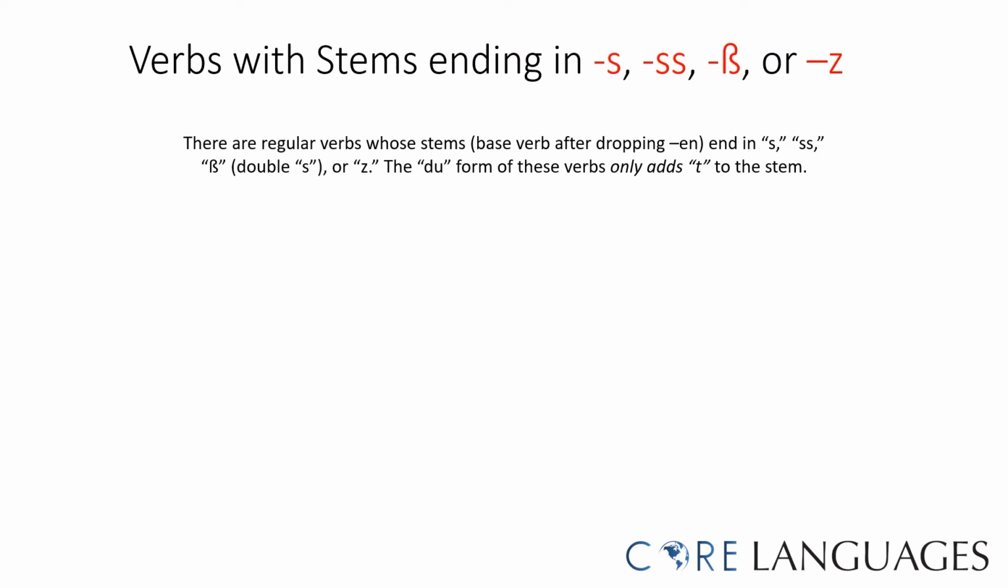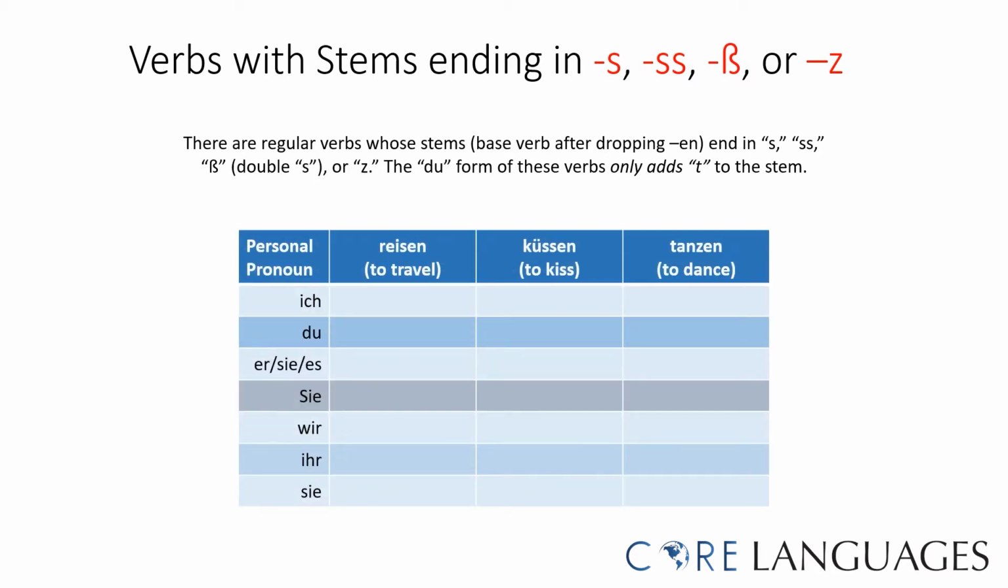For verbs with the verb stems ending in s, ss, ß, or z, the du form of these verbs only adds a t to the stem. For example, reisen, which is to travel. Again, repeat after me. Ich reise, du reist. Notice how we didn't add an extra s for the typical st ending for the second person singular. We only added a t. This makes it look identical to er, sie, es reist. Sie reisen, wir reisen, ihr reist, sie reisen.